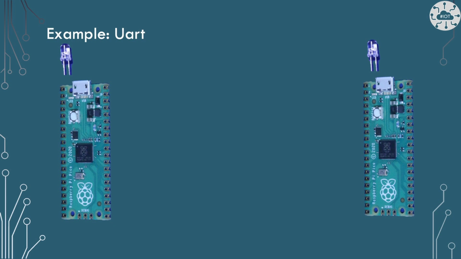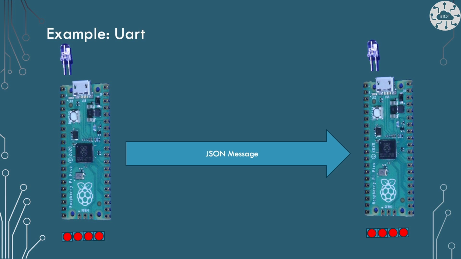Let's look at an example using the pattern in a very simple form. We're going to have two Picos with basic applications to blink an LED. Each Pico will have a bank of 4 LEDs, where it is displaying a number from 0 to 15. Then the Pico on the left, which I will call the conductor, will generate a random number between 0 and 15. It will display that number on its LEDs, then send it as a JSON message to the other Pico.